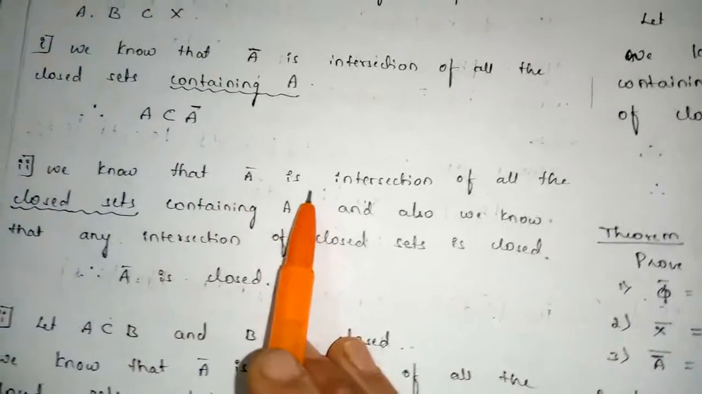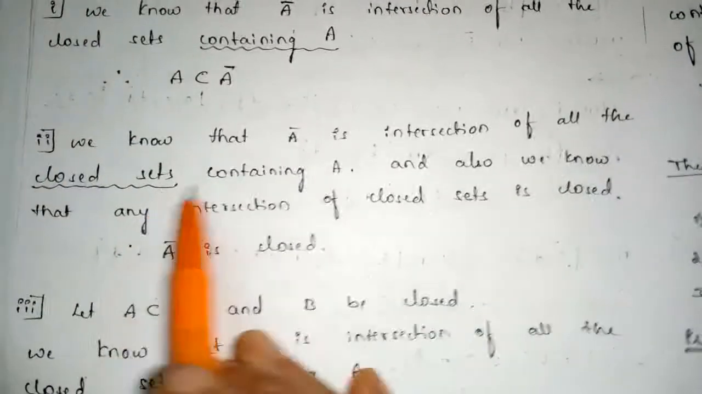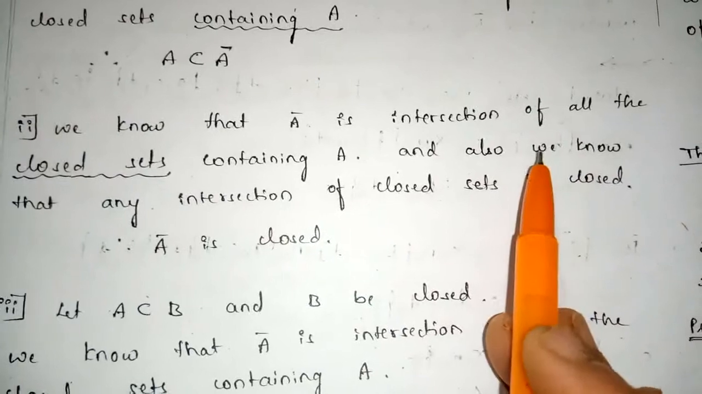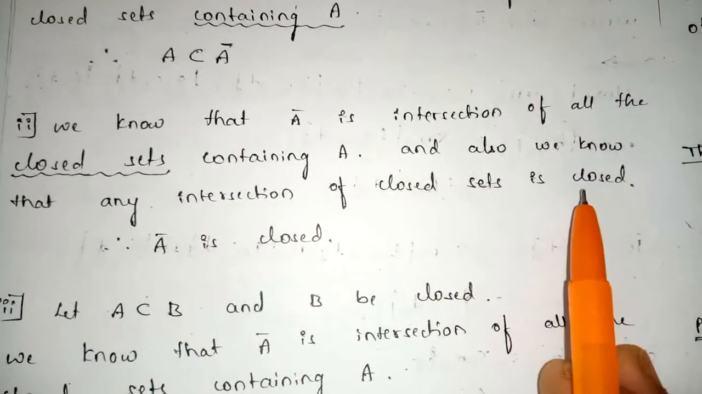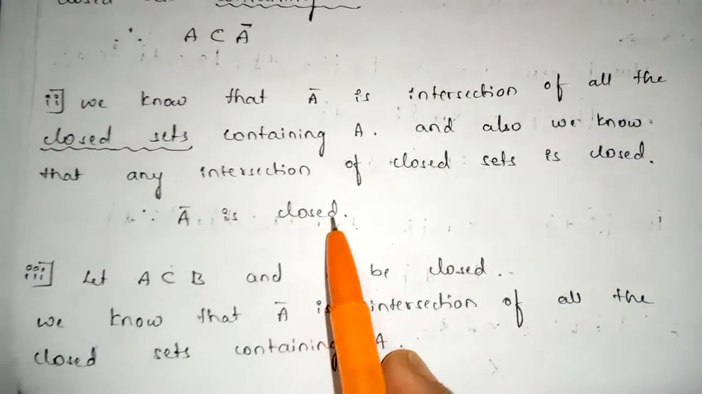Second, I have to prove that A bar is closed. We know that A bar is the intersection of all the closed sets containing A, and also we know that any intersection of closed sets is closed. Therefore, automatically A bar is closed.